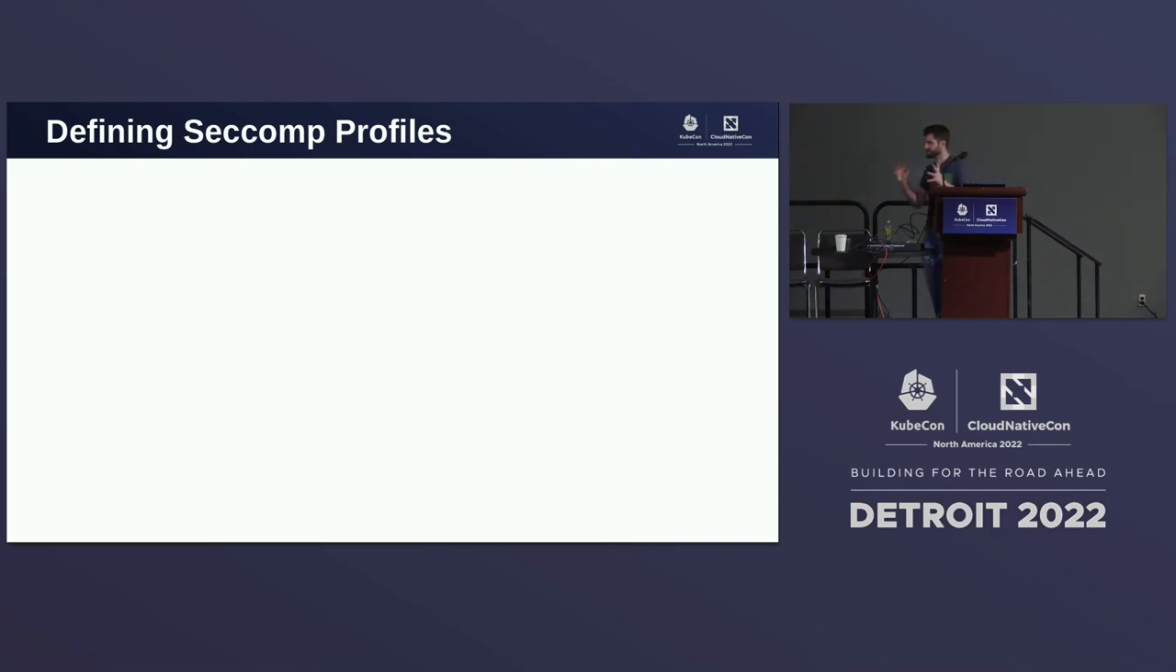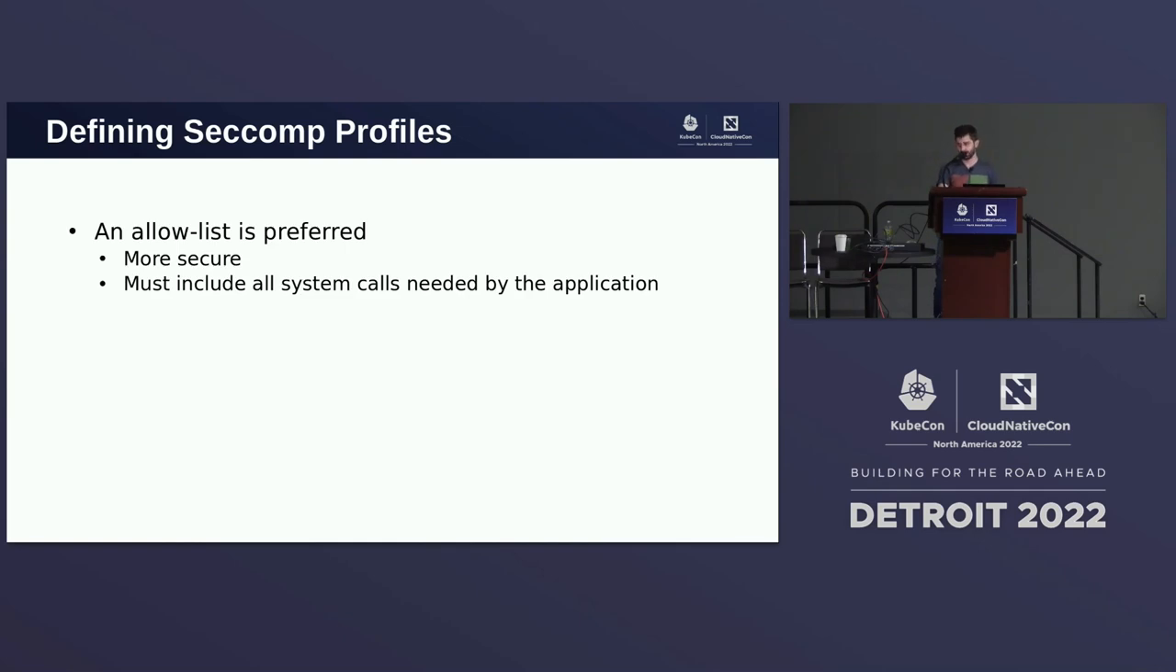So let's get into the interesting part of this talk. How do we define a seccomp profile for our application? Of course, an allow list is the preferred approach. We only want to allow the system calls that we know are safe. There are times when new system calls are added to the kernel, so if we are using a block list, maybe one of those dangerous system calls is implemented and we are not going to block it. So in this case, it is better to have an allow list to be on the more secure side.